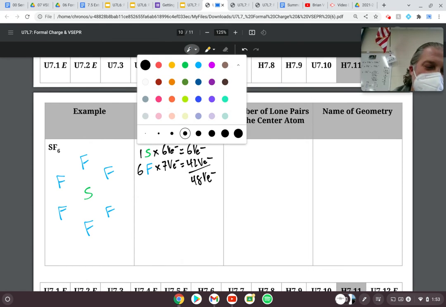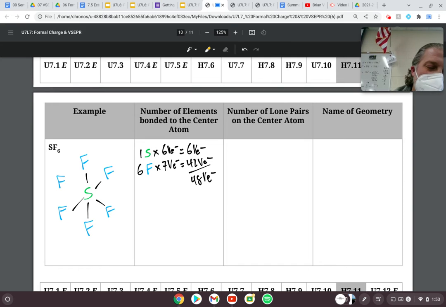And then I'm going to start with a single bond to each of them. At this point, each bond is 2 electrons. There are 1, 2, 3, 4, 5, 6 bonds, so I used 12 electrons. 48 minus 12 is 36.